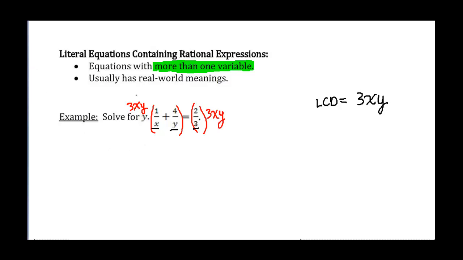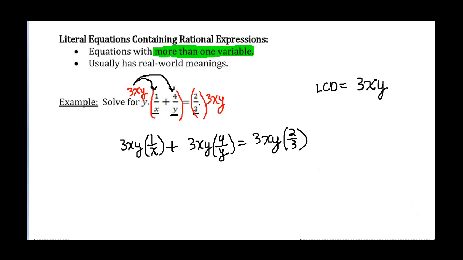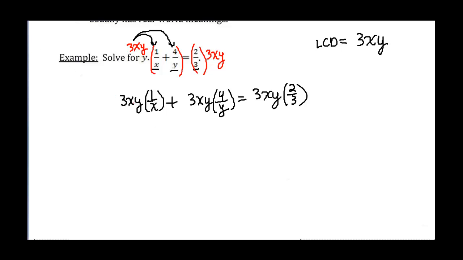When we do that, we have to distribute. And since I have space this time, I'm actually going to write it out. I'm going to have a 3xy times 1 over x plus 3xy times 4 over y equals 3xy times 2/3. Okay. When I distribute, the x's cancel and the y's cancel here. On my right-hand side, the 3's cancel. And so we can just multiply. We have a 3y plus a 12x equals a 2 times x times y. We've gotten rid of our fractions.